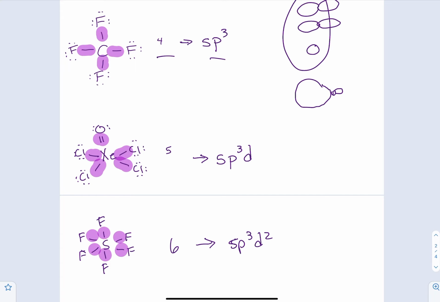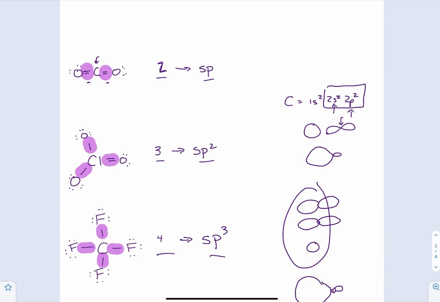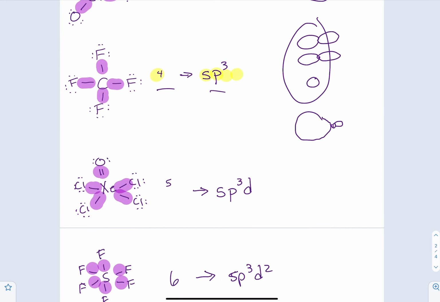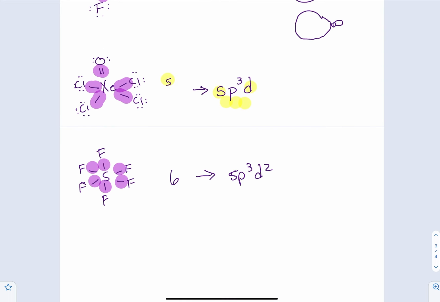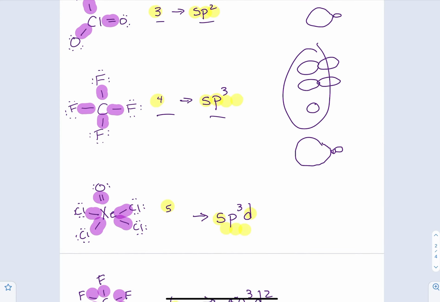I also have an easy shortcut way of remembering this. You've got a total of 1, 2 letters in sp, and that's 2 regions. This one has a total of 1, 2, and notice there's 2 P's. So that has 3. This has 1, and it has 3 P's: 1, 2, 3, which is a total of 4 regions. This has 1, 2, 3, 4, 5. So you see the trend. If you count the total number of letters, it matches your number of regions.